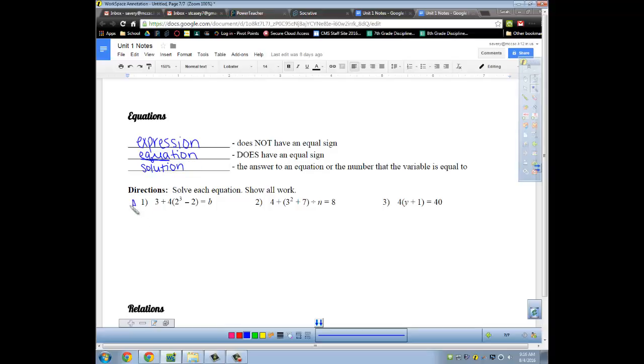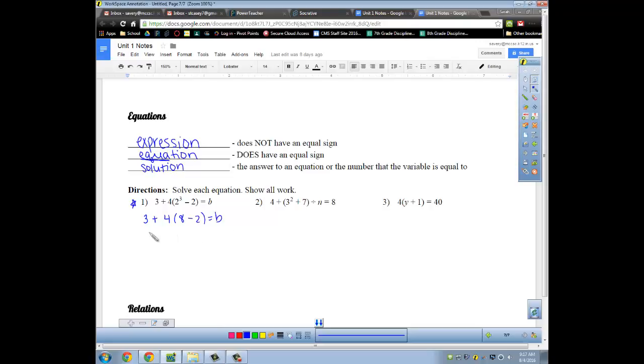So this first example, number 1, is most like what you're going to see on the homework, which is just solving one side of the equation, and then the other side already has the variable by itself. So we're just doing order of operations on the left, so that tells me to do parentheses first, and within that parentheses I'm going to do my exponents. So I have 3 plus 4 times 2 cubed is 8, minus 2 equals b. And I messed that line up. Okay.